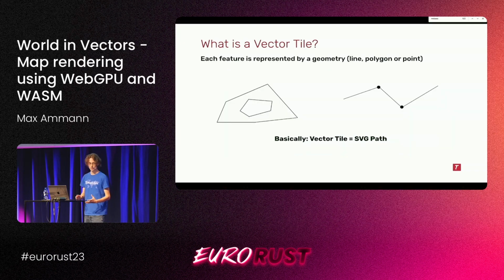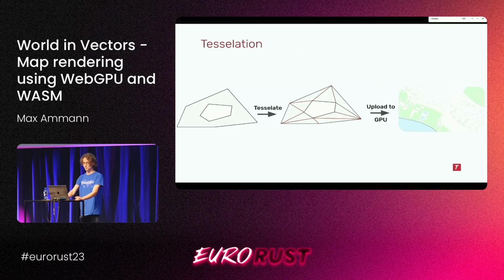A vector tile is basically just a set of geometries. For example, you have a polygon here with a hole. You can also have lines and points. So essentially, it's just an SVG. When you have such a complex geometry, in order to render it on your GPU, on your laptop, you first have to tessellate it. Tessellate means you take your geometry and turn it into triangles. This step is specifically computationally intensive, so it's not very easy to create this mesh out of triangles. That's what I will also talk about later when we come to WebAssembly and why it's so great.